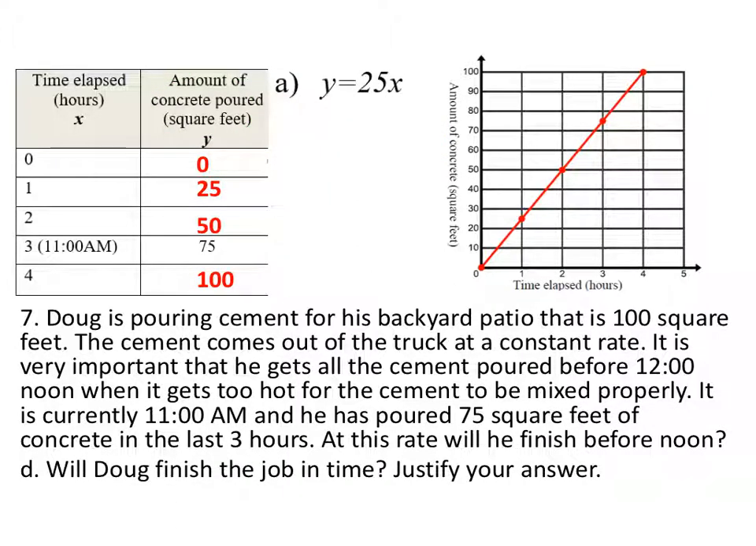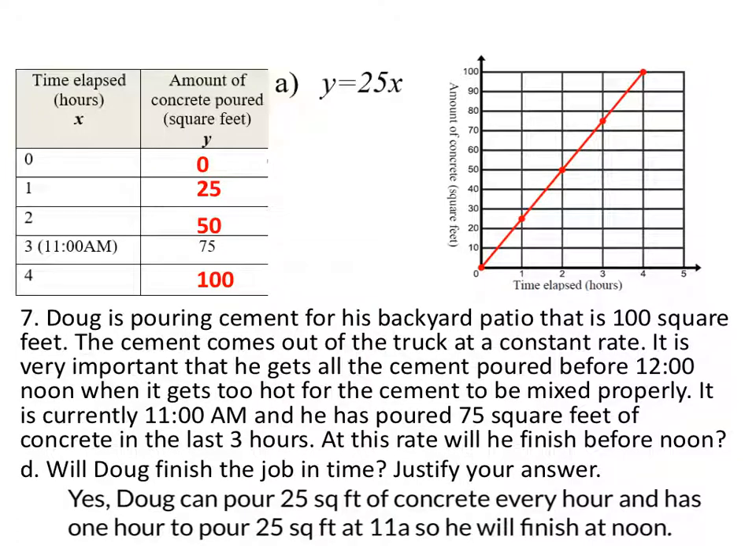Will Doug finish the job on time? Yes, he will, because at 11, he has 75 square feet poured. He only needs another 25, and we know he can do 25 square feet in every 1 hour. So he'll finish right at 12. Even though it said before 12, it'll be right at 12, so he'll be finished, okay? All right, so the answer is yes.